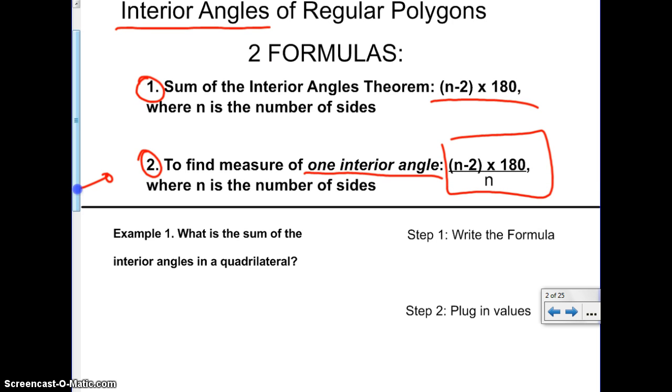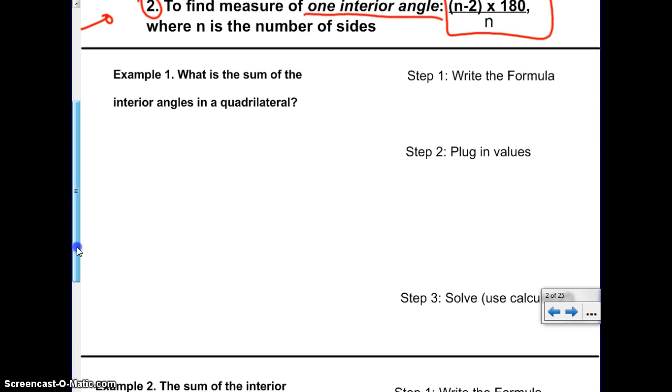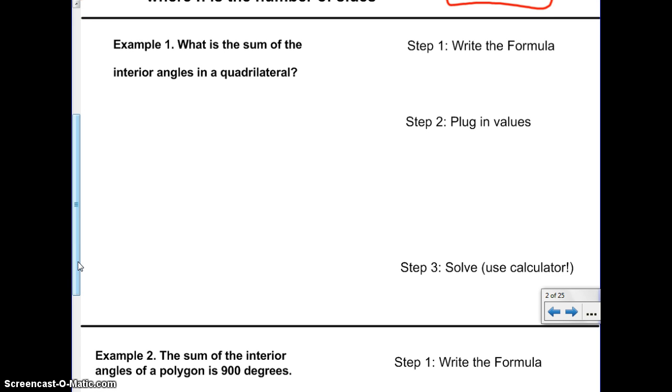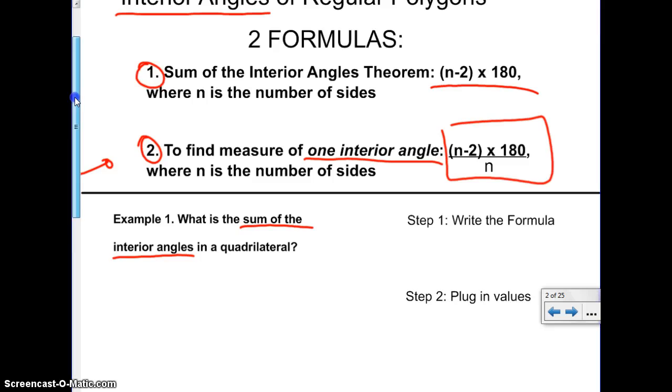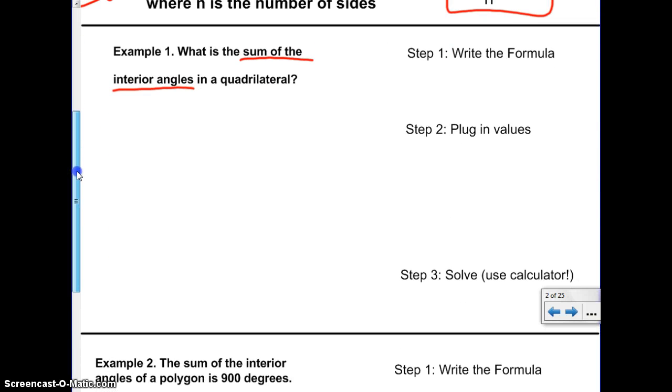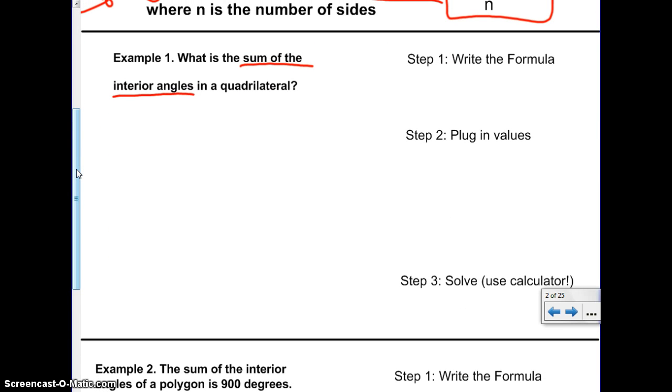Slide that over. All right, so here we go. First problem says, what is the sum of the interior angles in a quadrilateral? When you see that, you're going to be thinking of that first formula that we circled up here, the n minus 2 times 180. And the other thing you have to know is what's a quadrilateral. Hopefully remember that that means it has 4 sides.